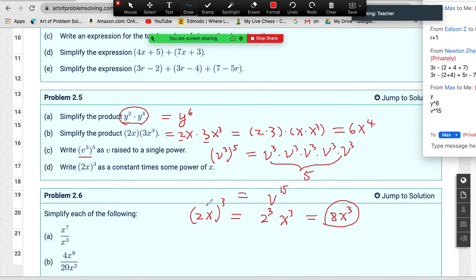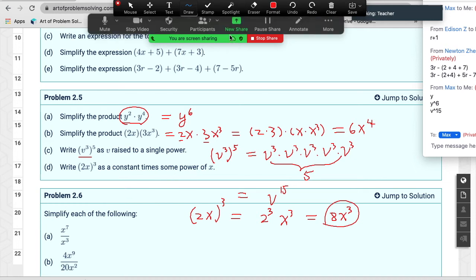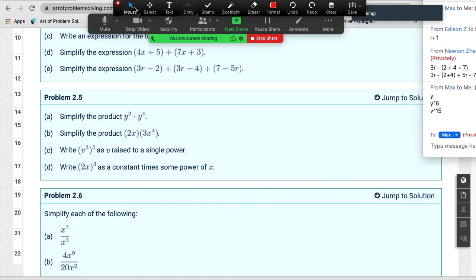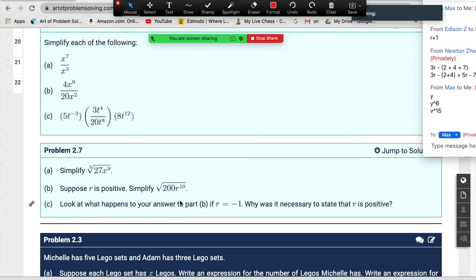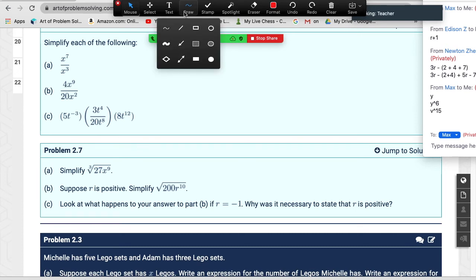So now let's go to next example. This one, they also ask you to simplify each expression. First one, x power 7 over x power 3. Everybody do this. What's your answer for this?